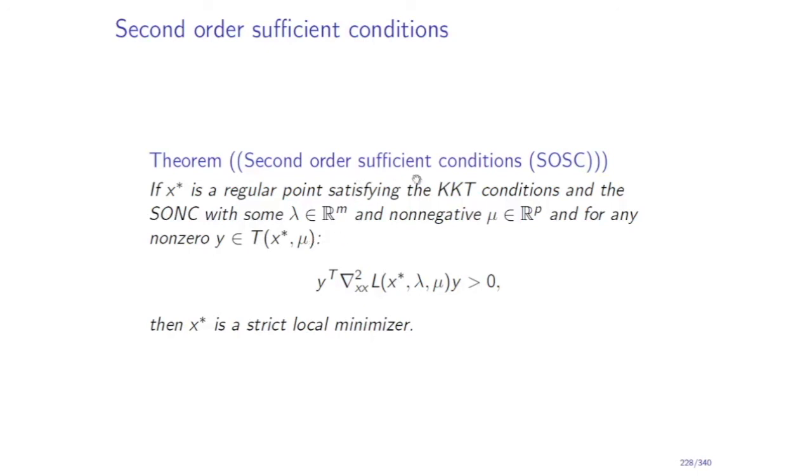Now we can formulate the second order sufficient conditions for this case. If x star is a regular point satisfying the KKT conditions and the second order necessary conditions with some lambda in Rm and then non-negative mu in Rp, and in addition to that, for any non-zero y from T of x star mu, this inequality holds, so we have a strictly greater than zero sign here, then we can claim that x star is a strict local minimizer for our problem.